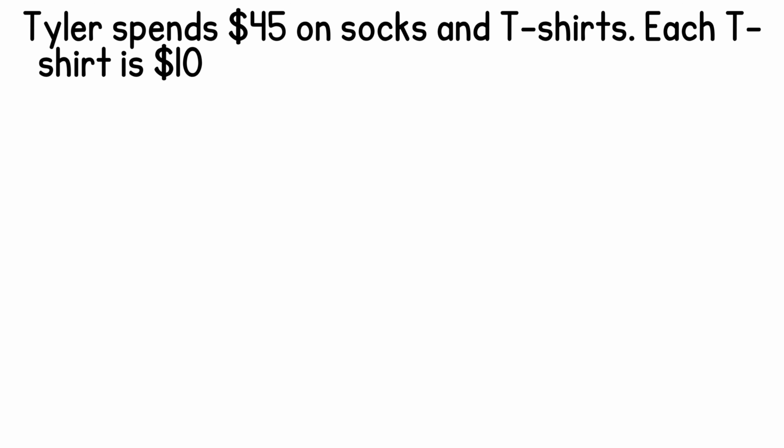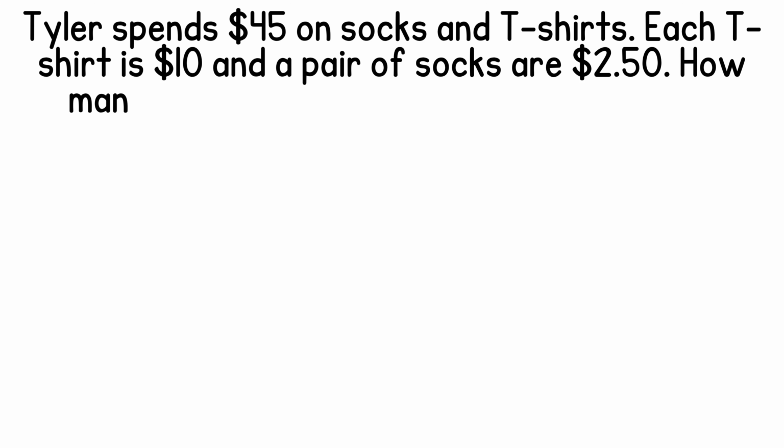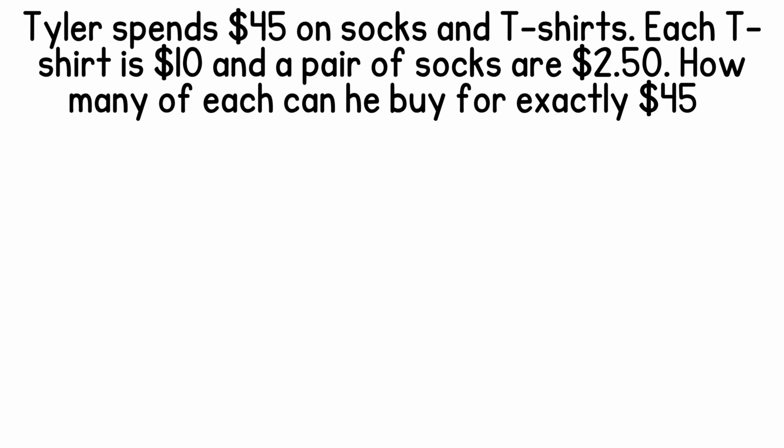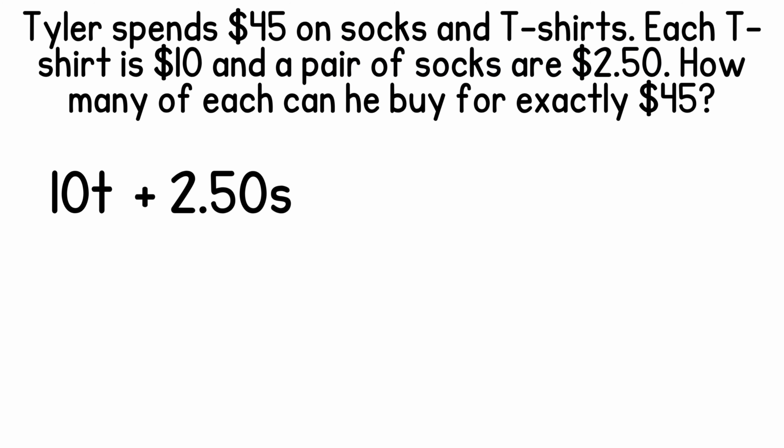Tyler spends $45 on socks and t-shirts. Each t-shirt is $10 and a pair of socks are $2.50. How many of each can he buy for exactly $45? We'll start by writing down what we know. We know that each t-shirt is $10. So we can represent this as 10t, since we can multiply every t-shirt by $10. We also know that a pair of socks are $2.50. So we can add 2.50 times s to represent the total cost of buying socks and t-shirts. Since we know he wants to spend exactly $45, we'll set our equation equal to 45.